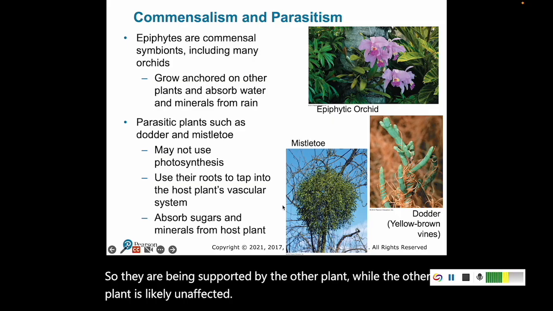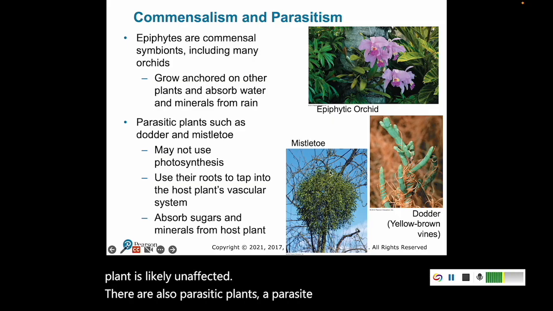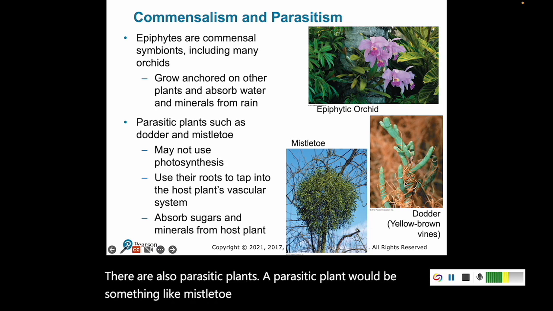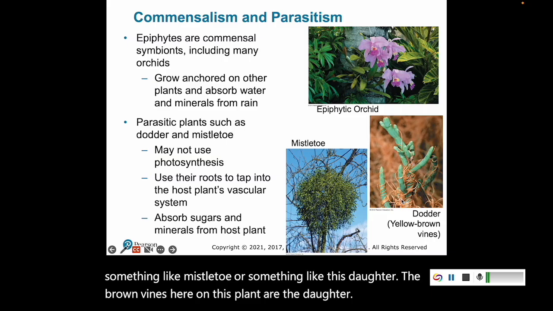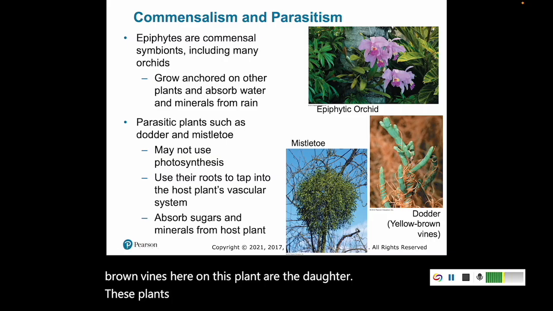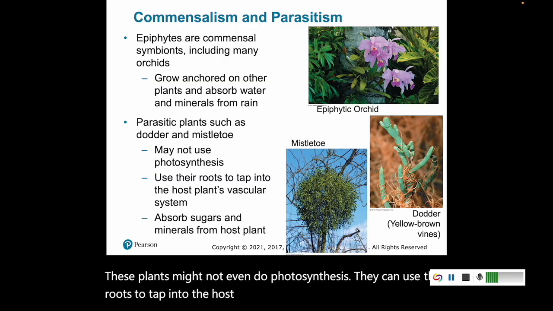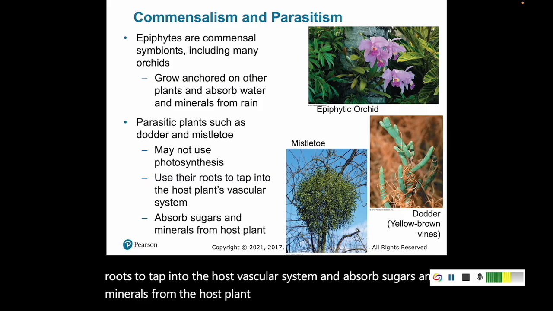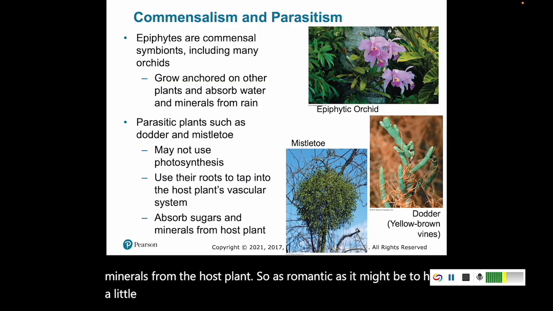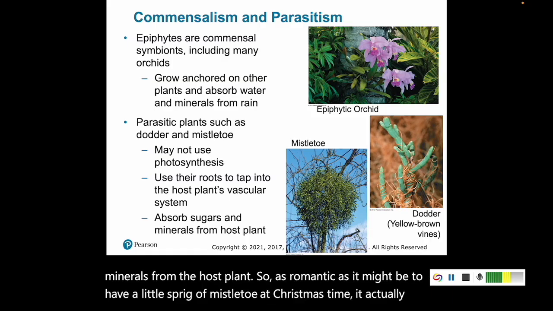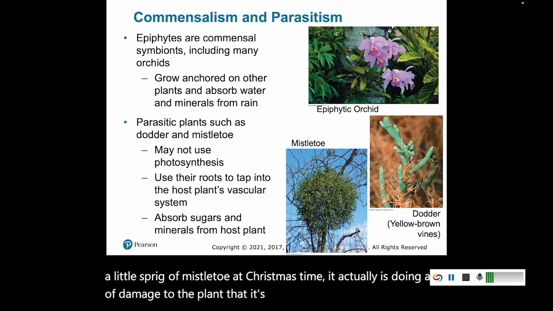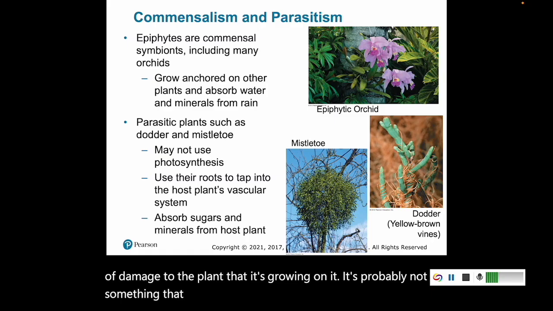There are also parasitic plants. A parasitic plant would be something like mistletoe or something like this dodder. The brown vines here on this plant are the dodder. These plants might not even do photosynthesis. They can use their roots to tap into the host vascular system and absorb sugars and minerals from the host plant. So as romantic as it might be to have a little sprig of mistletoe at Christmas time, it actually is doing a lot of damage to the plant that it's growing on. It's probably not something that you want to find in your favorite tree.